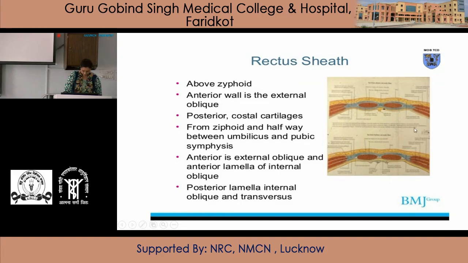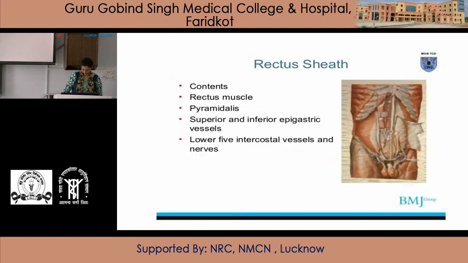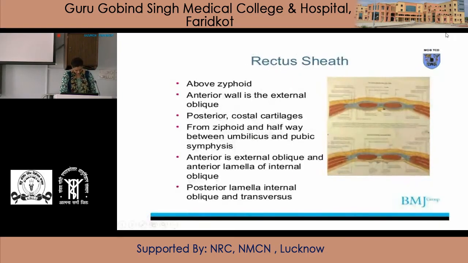The formation of the rectus sheath above the costal margin: the posterior wall is deficient and the rectus muscle lies directly on the 5th, 6th costal cartilages. Between the costal margin and the arcuate line, the anterior wall is formed by the external oblique aponeurosis and the anterior lamina of the aponeurosis of the internal oblique, and the posterior wall is formed by the posterior lamina and the transversus abdominis muscle.